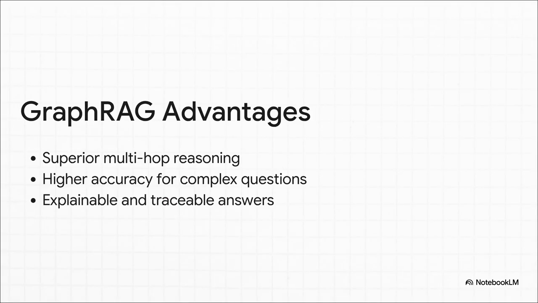And because it sees the world this way, GraphRAG has some truly mind-blowing advantages. It's amazing at what we call multi-hop reasoning. You know, connecting the dots from A to B, then from B to C, to find an answer that was totally hidden before. This makes it way more accurate for really complex questions. And because it follows a logical path, its answers are explainable, which, let me tell you, is a huge deal when you're trying to get people to actually trust these AI systems.